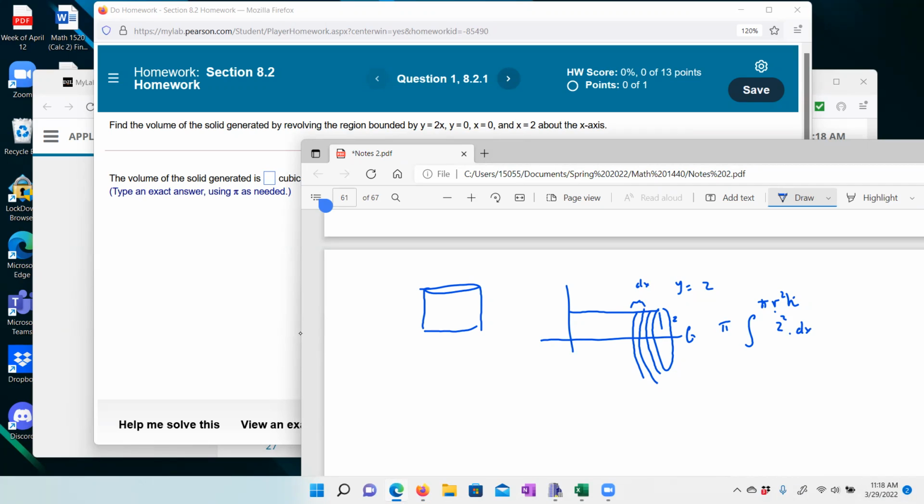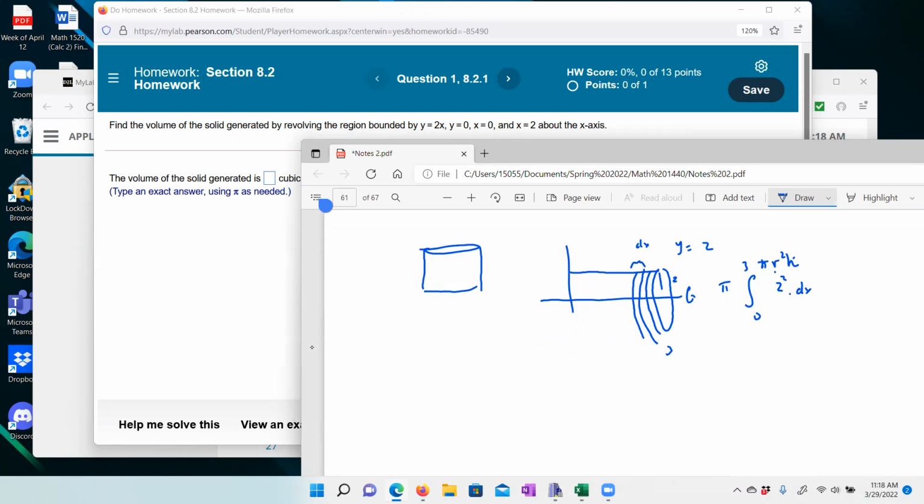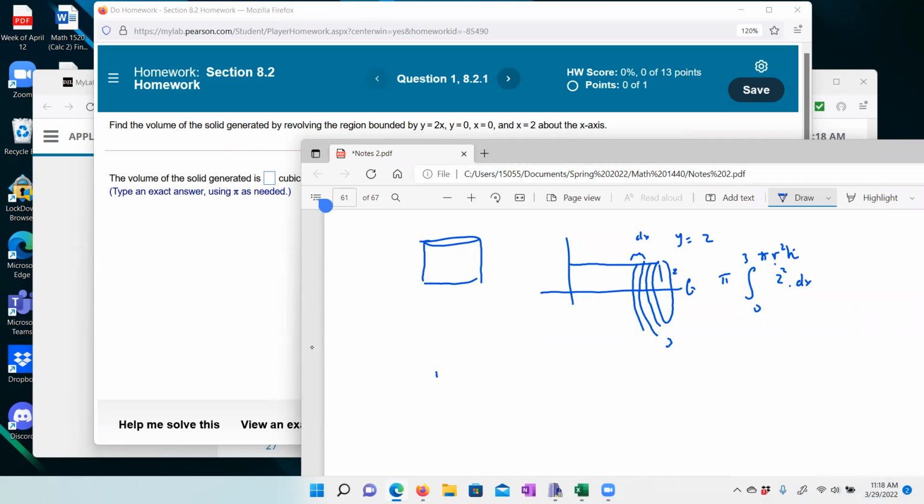So if we wanted to go from 0 to 3, this would be 4 pi, right? 2 squared is 4 pi, dx from 0 to 3. So what I would do is say 4 pi times the integral of dx, just x, going from 0 to 3. So we're going to go from 4 pi times 3 minus 0. So 4 pi times 3 is equal to 12 pi.